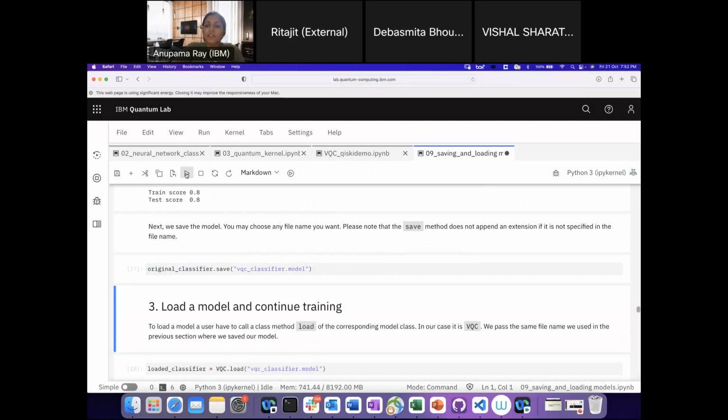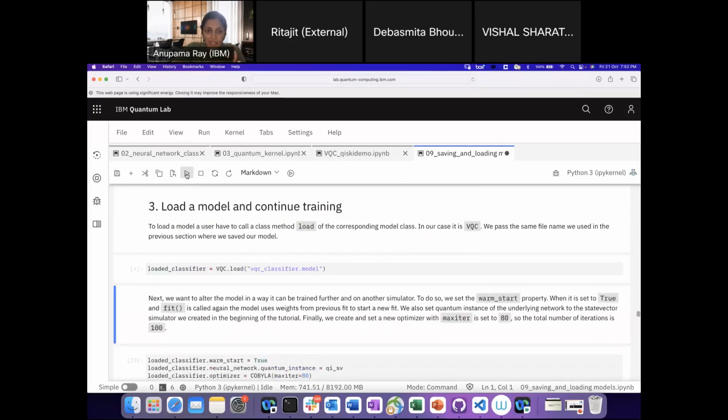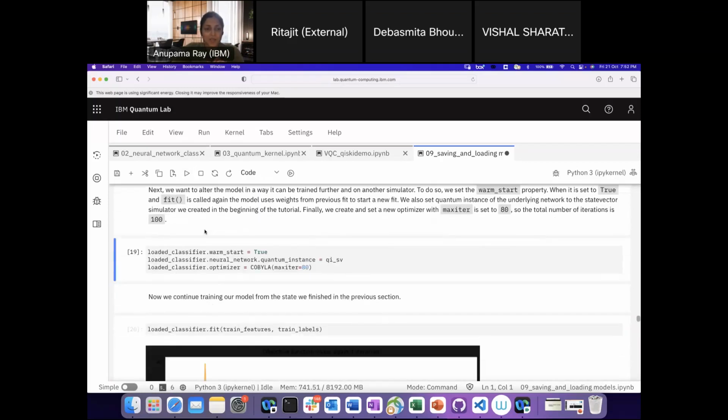Now we want to load this model. We are trying to load the same model. So we are trying to load this VQC classifier model, and we just say that warm start equal to true. So this makes it very easy to train. It's simple English. And now you are saying that, okay, we are having a couple of things here.